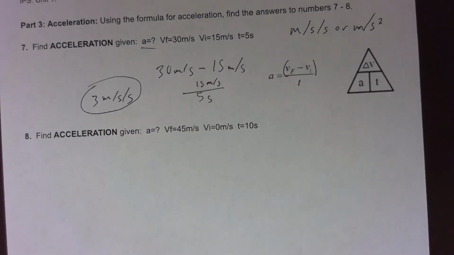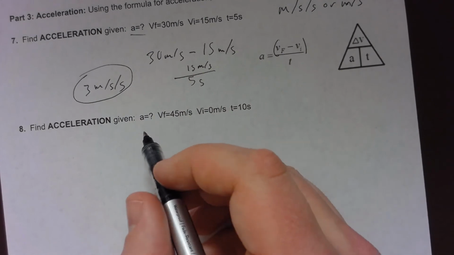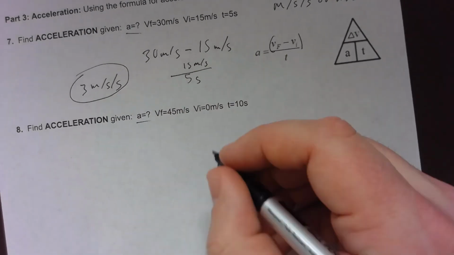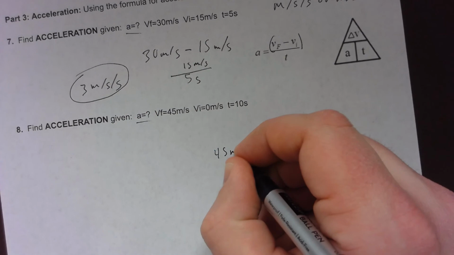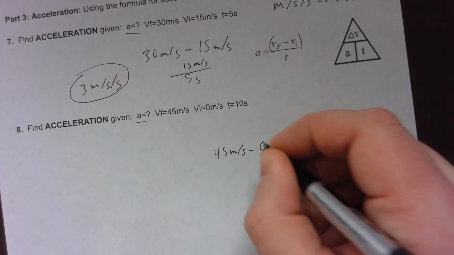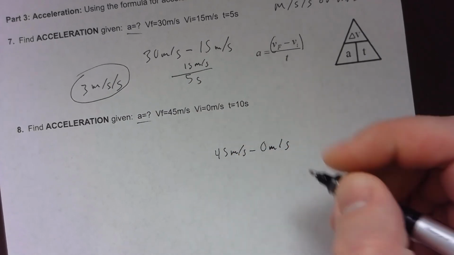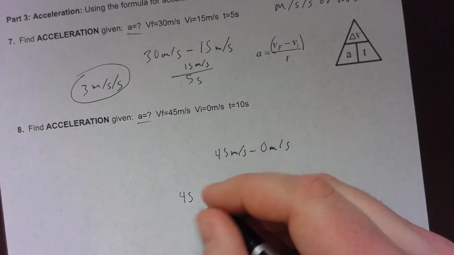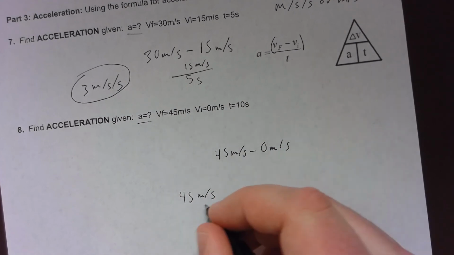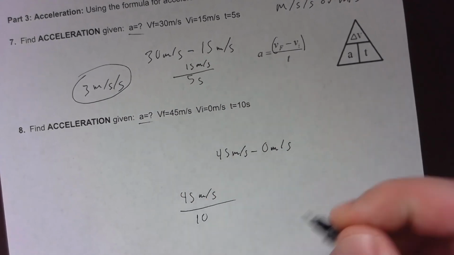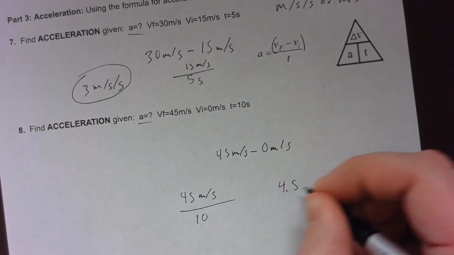Okay. So with acceleration again, remember that we have our final first minus our initial. So that's an easy one. We just have 45 meters per second, and we divide that by our 10 to get our 4.5 meters per second.